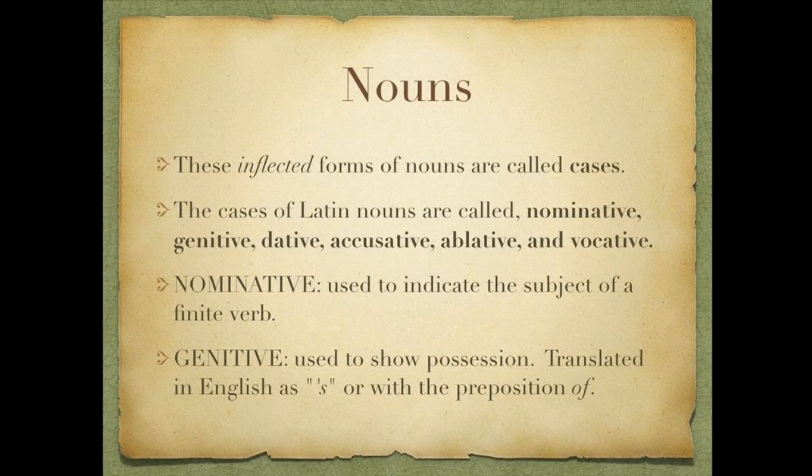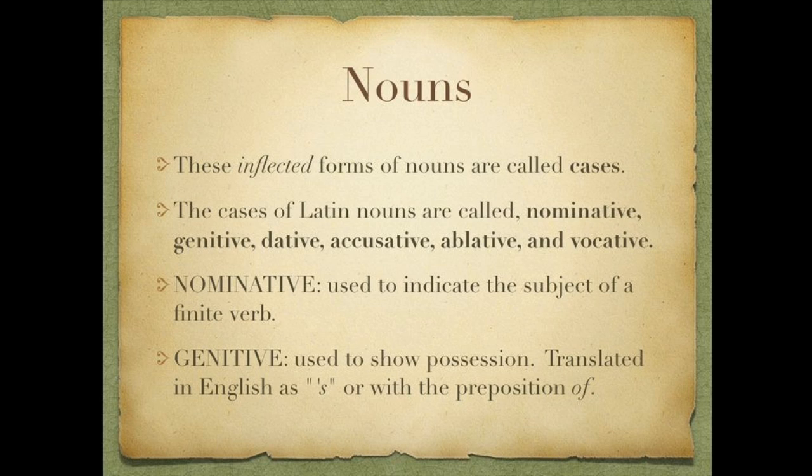So we'll take a look and we'll talk about these endings, these inflected forms of nouns, and we call these endings cases. The cases of Latin nouns are called nominative, genitive, dative, accusative, ablative, and vocative. So there are 6 cases in Latin. The first case, the nominative, is used to indicate the subject of a finite verb. So nominatives are the subject of the verb.